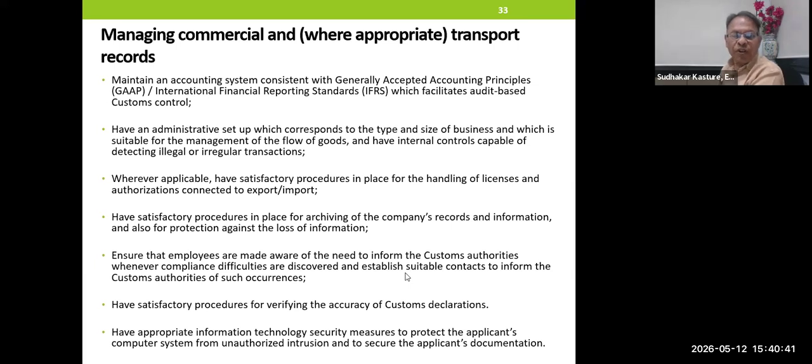Have appropriate information technology security measures. So जैसे CCTV cameras हैं, इस type की चीजें, proper computer system, और no unauthorized entry. All these things you have to follow. These are commercial and transport records.